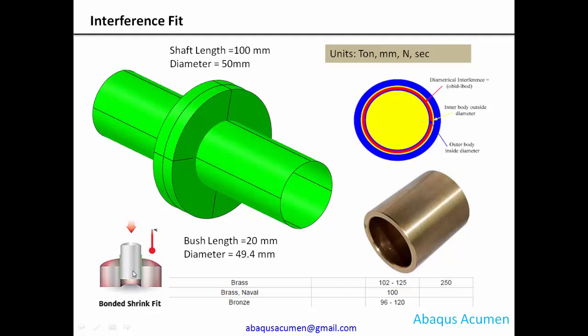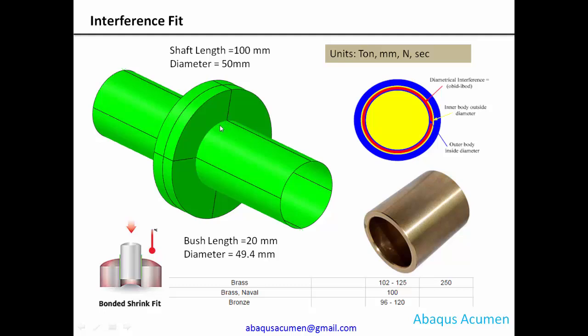So they are shrink fits, but they also get the outer brass bearing heated. There are a lot of design considerations, and Abaqus Standard has an option for contact interference. We are going to solve this problem where the shaft is 50 millimeter diameter and 100 millimeter long, and there is a brass or bronze bush 20 millimeter in width, with an inner diameter of 49.8.